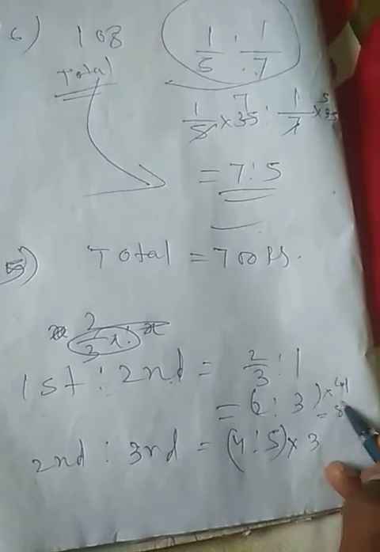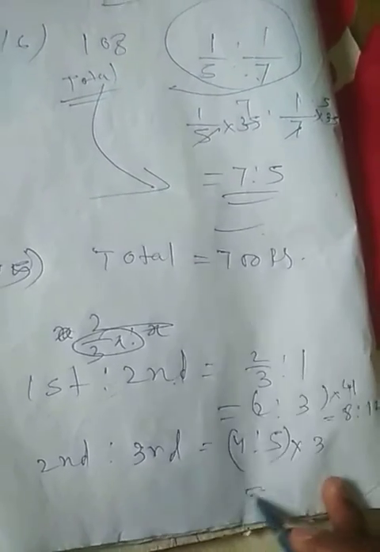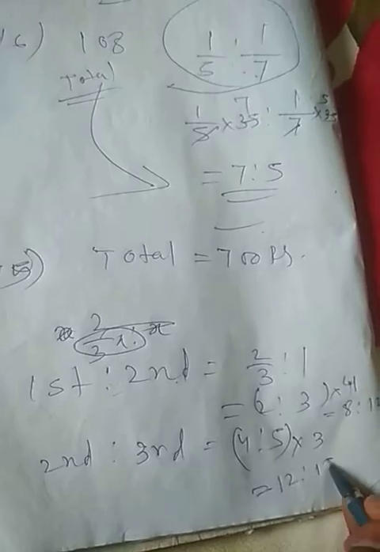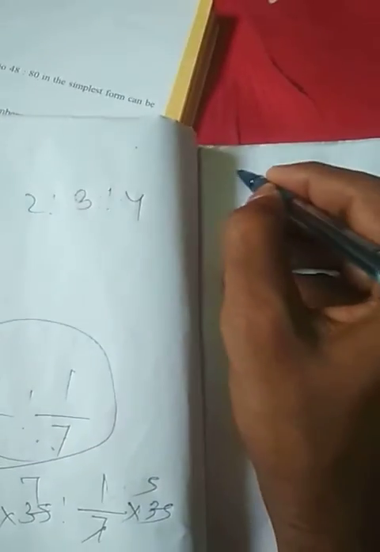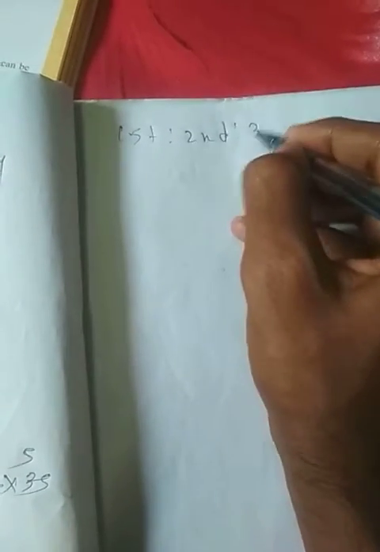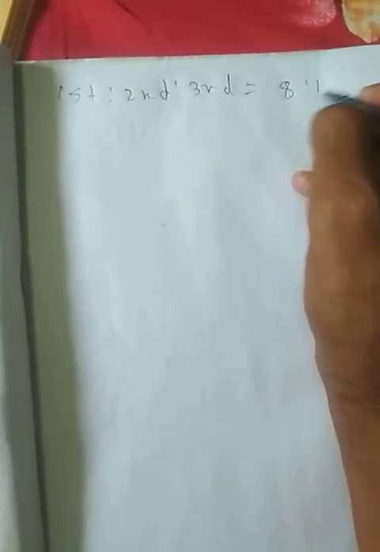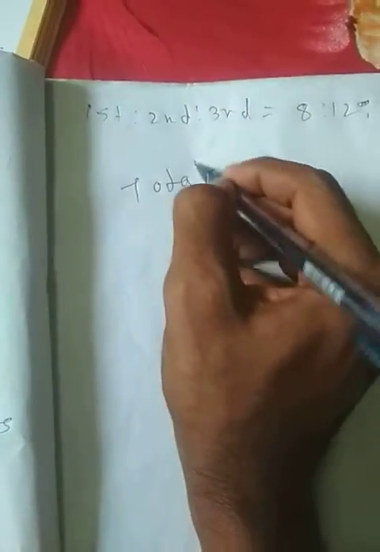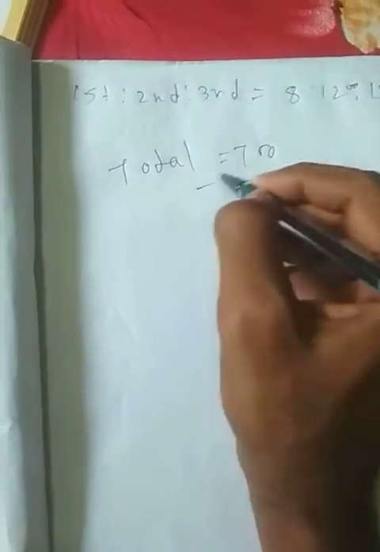So I got 8 is to 12 and that is 12 is to 15. So I got first is to second is to third equal to 8 is to 12 is to 15. And now total rupees is given here 700, so you can solve it. This is the way to solve it.